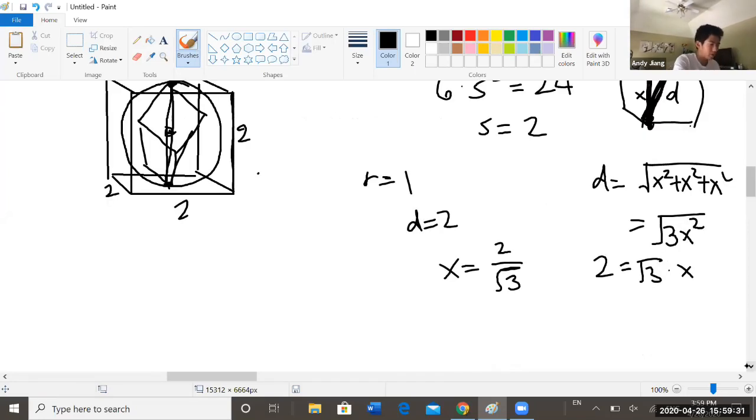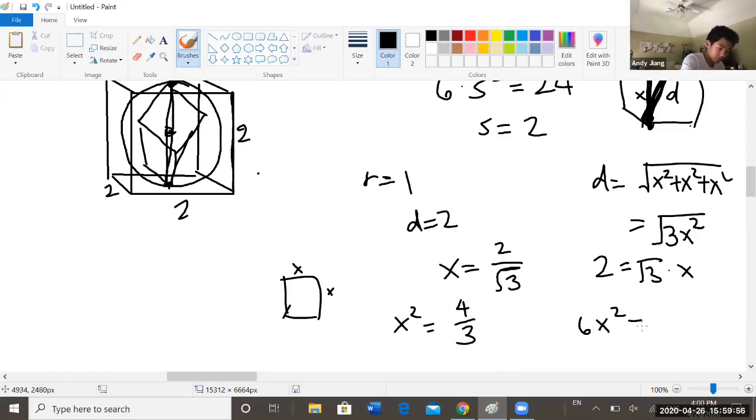All right, so finally, to find the surface area, let me find the area of one of the sides. So x squared equals 4 over 3. And 4 over 3 is multiplied by 6 to get the total surface area. So my answer is 8.